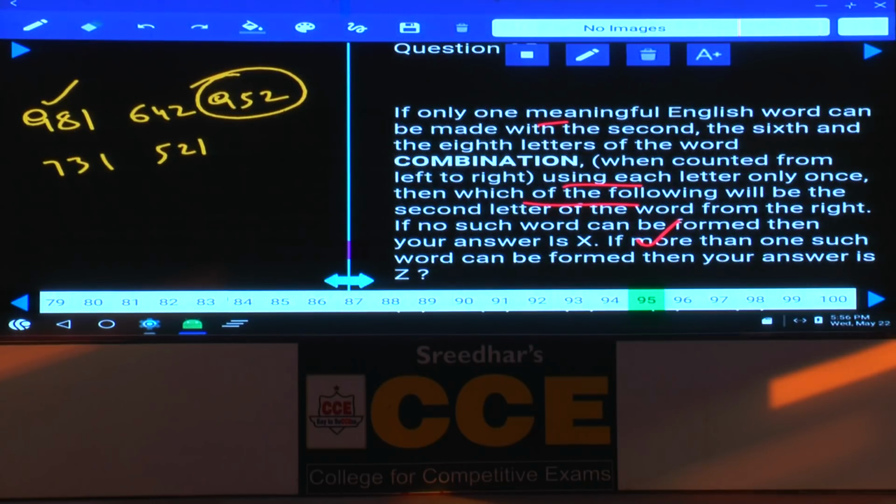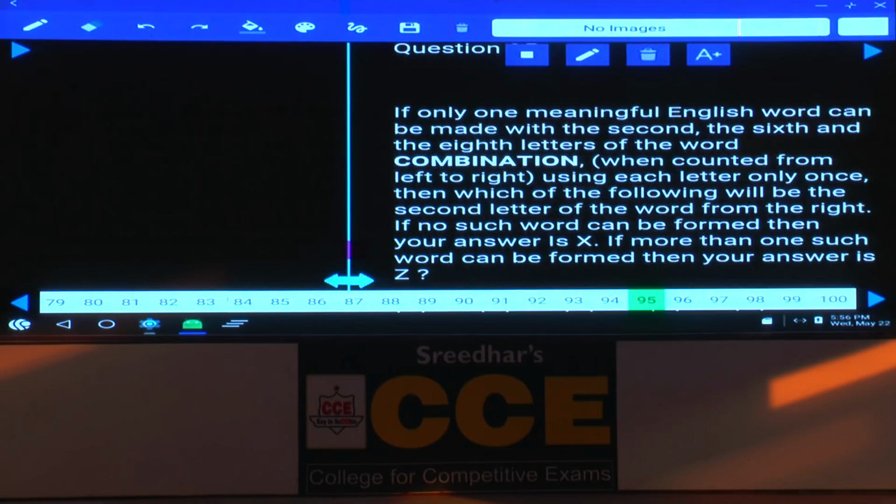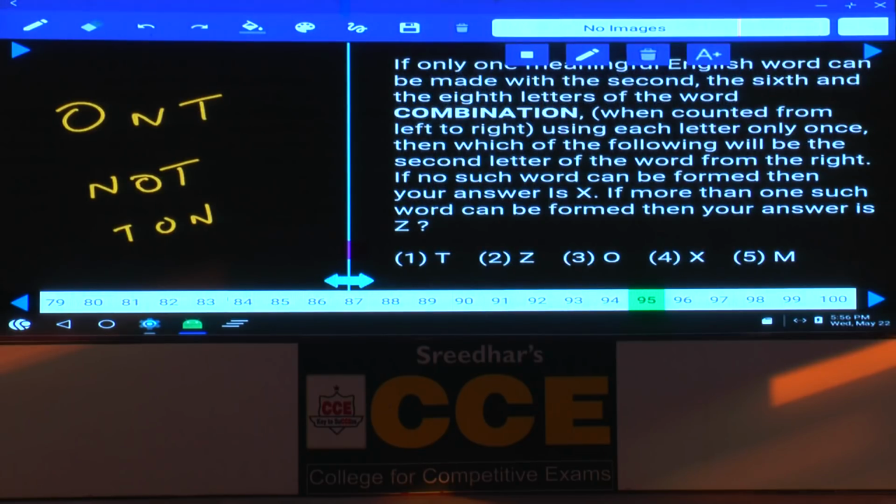Then question number 95. If only one meaningful word can be made with the digits 2, 3, 4, 5, 6, 7 and 8, tell me what are the letters here? O, N and T. Tell me what are the words that can be formed using each letter exactly once. Not is one, and what is the next one? T-O-N, ton, isn't it? Hence T-O-N, ton, and N-O-T, not, are the two words that can be formed with the help of this. If no such word can be formed, X; if more than one such word, Z. So what is the answer here? Z. That is choice 2.